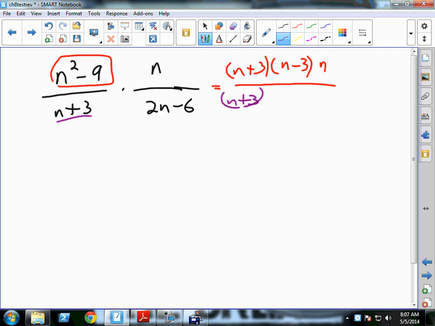That 2n minus 6, what can I do with the 2n minus 6? Nice, factor out a 2. Awesome. Good. 2 times the quantity n minus 3. Remember, cancel stuff that cancels. n plus 3 cancels n plus 3. n minus 3 cancels n minus 3. Final answer here is n over 2. And then that's it.